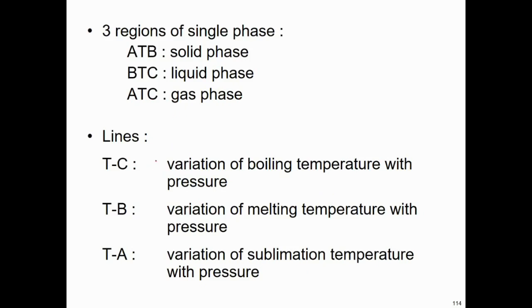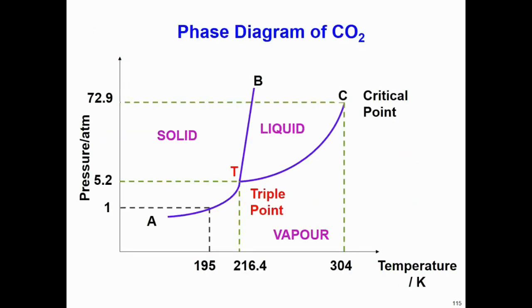Line TC is the boiling point at certain temperature and pressure. Line TB is the variation of melting point at different temperature and pressure, while line TA is the variation of sublimation point at different temperature and pressure. Now let's look at the phase diagram of carbon dioxide.